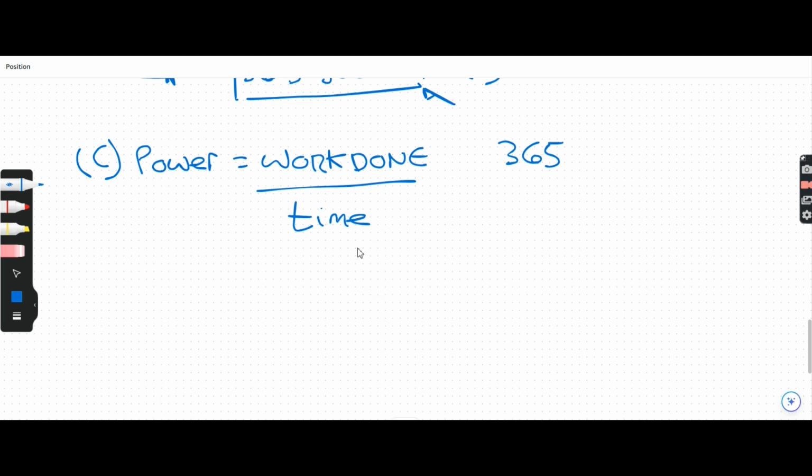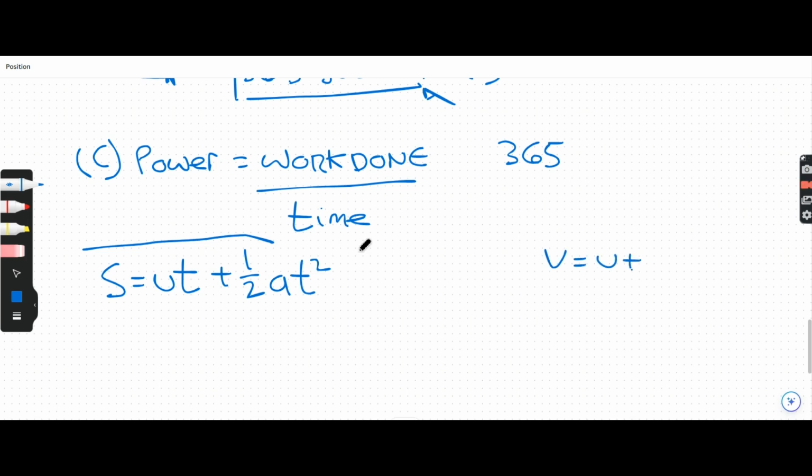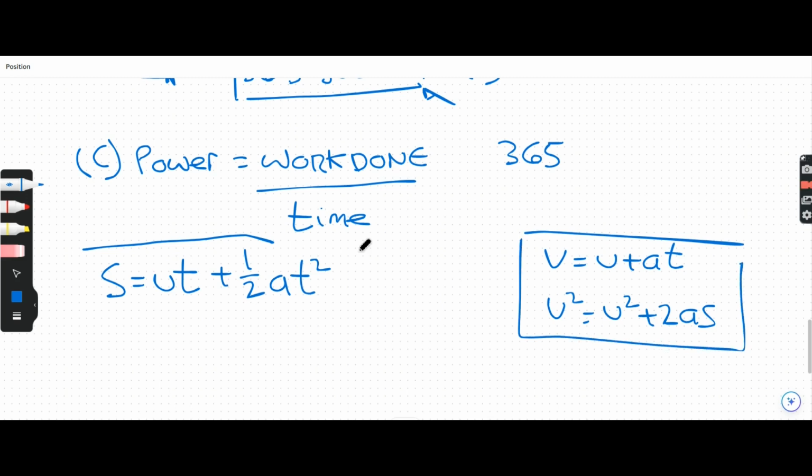But we do know this formula, a bit of SUVAT. I'll do it in the linear versions because it might be a bit easier. So we know that s equals ut plus a half at squared. We can use that one. It's the only one we can use, really. We can't use v squared equals u squared plus 2as, because we don't know what v is. These are the linear versions, just the symbols, but they still work. So we'll use this one.